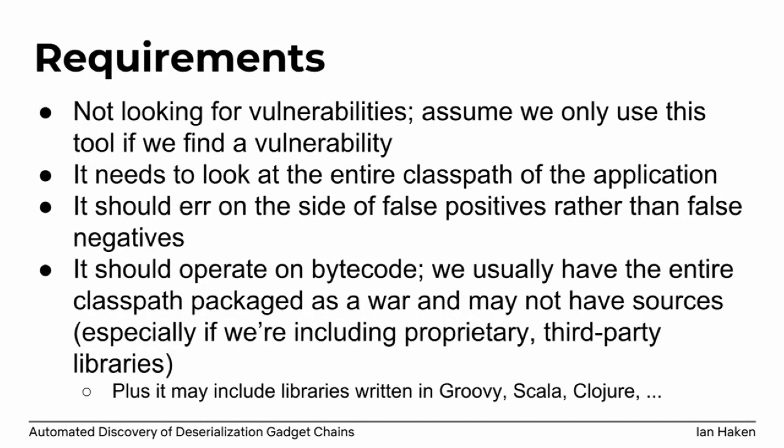entire class path. So all the transitive dependencies I'm pulling in and be able to tell me if there's any kind of gadget chain that potentially utilizes a bunch of those libraries. And it should operate on bytecode so that I don't have to understand Groovy and Clojure and Kotlin and any other JVM language that's been invented in the last few years. And we might even be including proprietary third-party things, which, again, maybe I'm not even using directly, but if it's on the class path, it's potentially usable in a gadget chain. So I really want something that will operate on bytecodes inside my application.